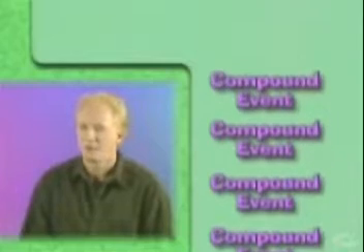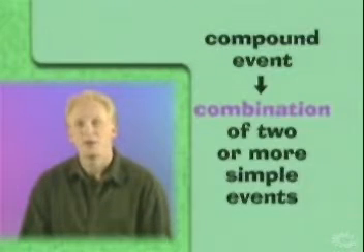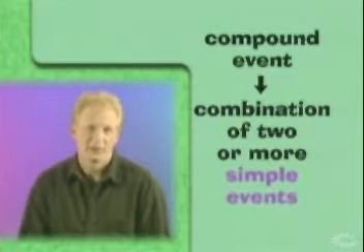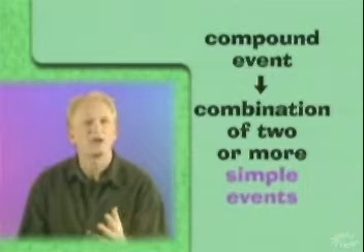Simple event, it is an island. A compound event, on the other hand, is a combination of two or more simple events, sort of an archipelago unto itself. For our example, how about we go back to rolling some dice?